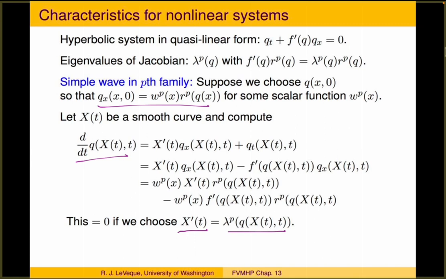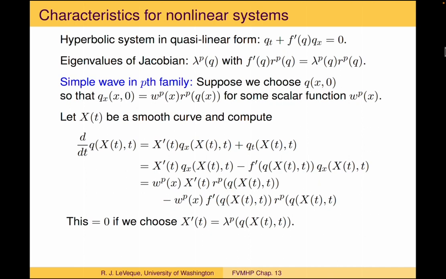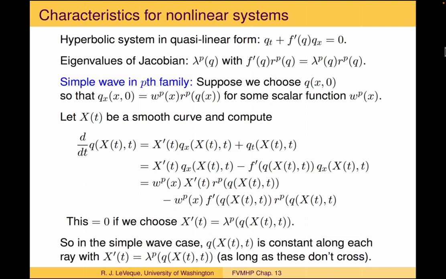And again, because the value of q is equal to 0, that means the value of the eigenvalue lambda p of q is going to be constant along this characteristic. And so x prime of t is a constant along this characteristic, and therefore, again, it's a straight line. So in the case of a simple wave, q of x,t is constant along each ray with x prime equal to lambda p, the eigenvalue evaluated at that state q. And as long as these characteristics don't cross, then the solution would simply be constant along each of these lines. In this particular special case where we have a simple wave.